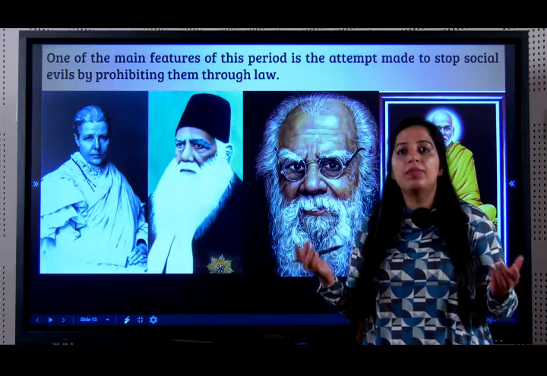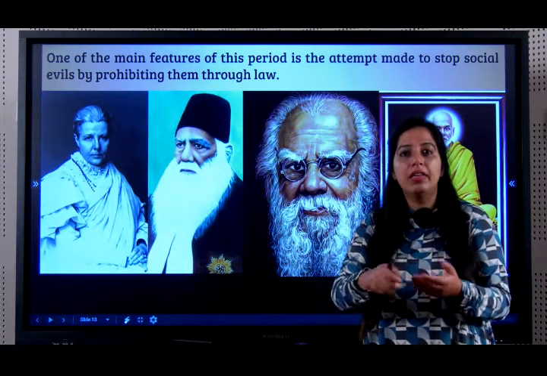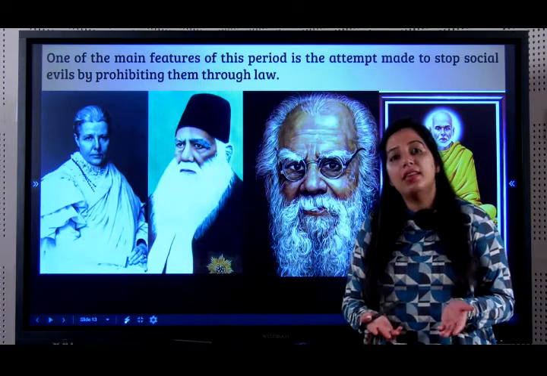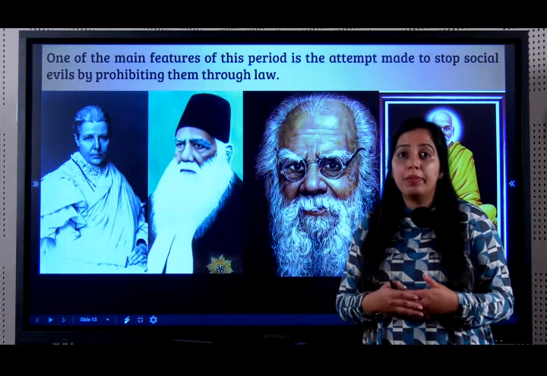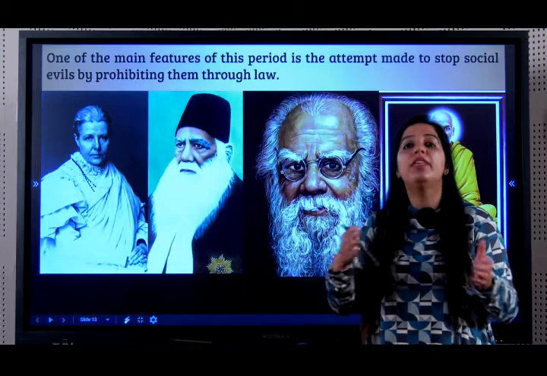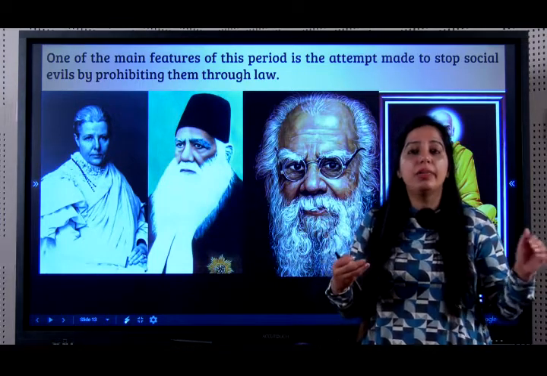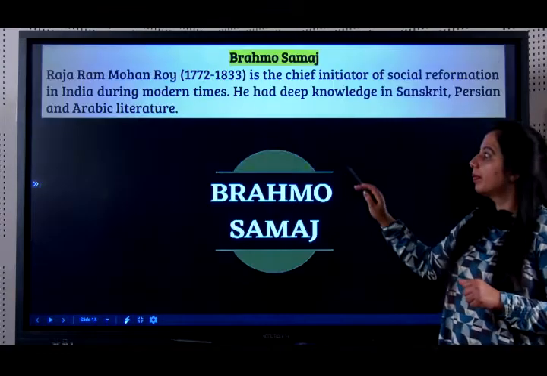What is sati? After the husband dies, the woman sits on the burning fire and she sacrifices her life also. So they made a law that you can't do sati. If you try to do sati, the family will be punished. So they tried to bring laws to stop these social evils.